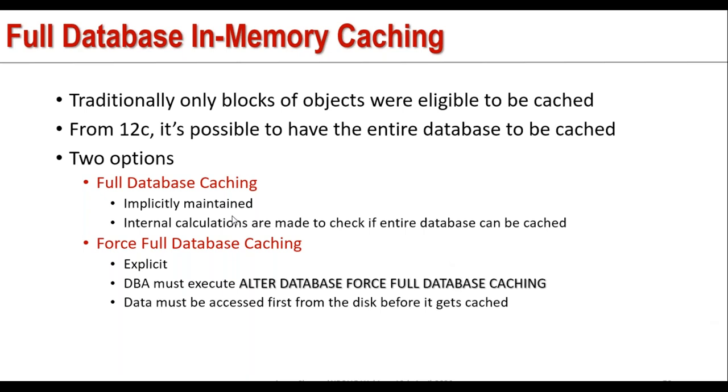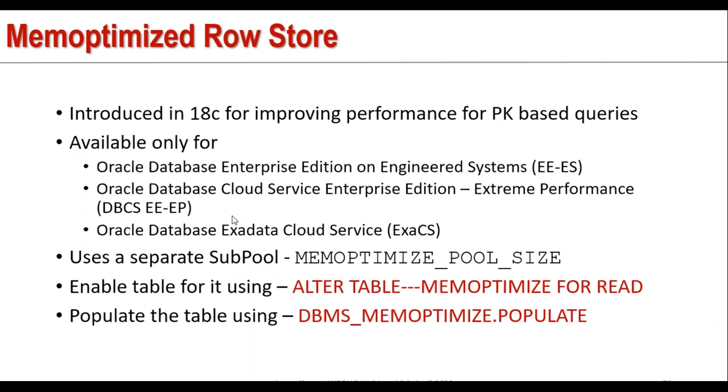Another thing which was introduced in 18c and improved in 19c is something called the memoptimized row store. Nowadays, we have lots of data being generated. And one of the reasons that a lot of data is being generated is our devices. So we now have even our TV, our fridge, and our mobile phones generating a lot of data. And that data is possibly going to be accessed and used by you continuously.